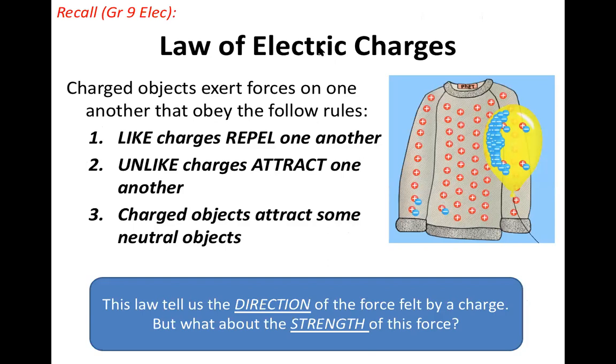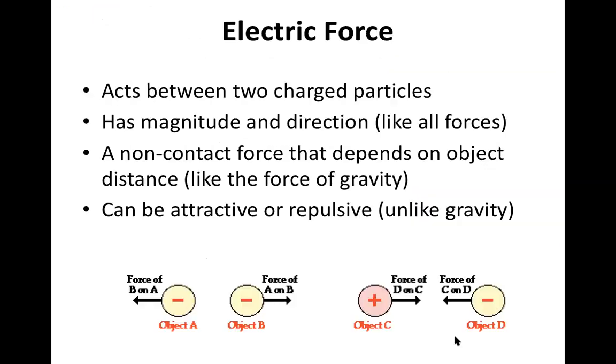Hopefully you'll recall that in grade 9, in the electricity unit in the static electricity chapter, you learned about the law of electric charges: charged objects exert forces on one another that obey the following rules. Like charges repel, unlike charges attract, and charged objects attract some neutral objects. This law tells us the direction of this force, whether it is attractive or repulsive. But in grade 9 electricity, you didn't quantify the strength of this force. So now this is what we're going to move forward doing.